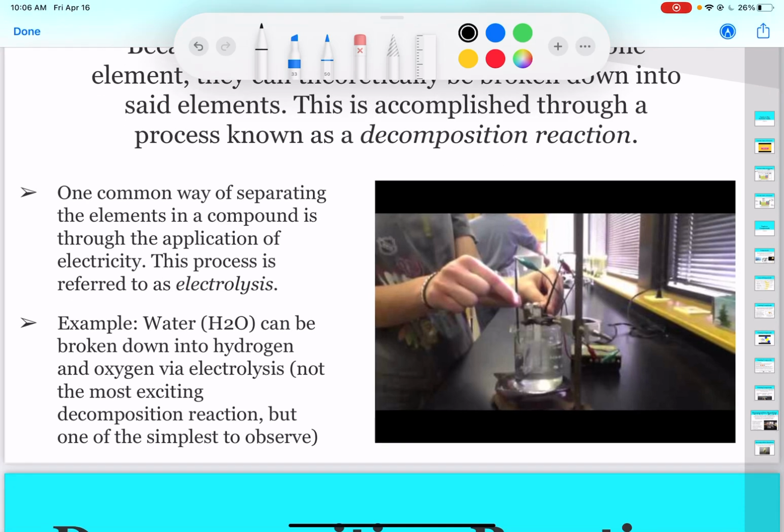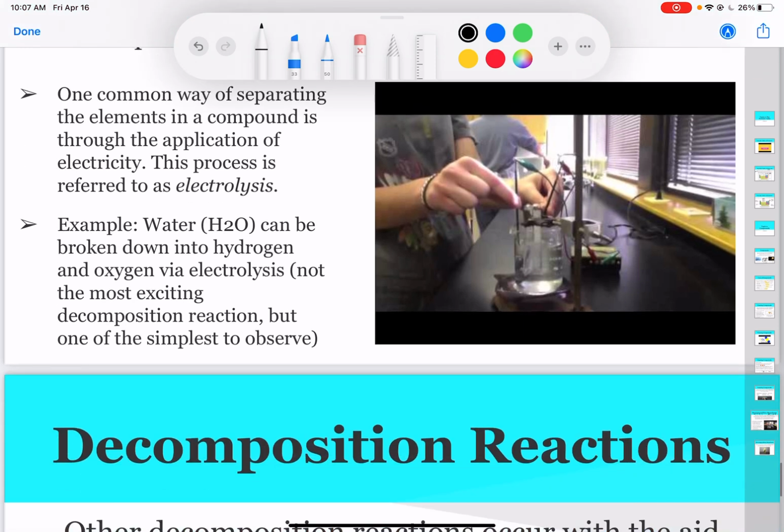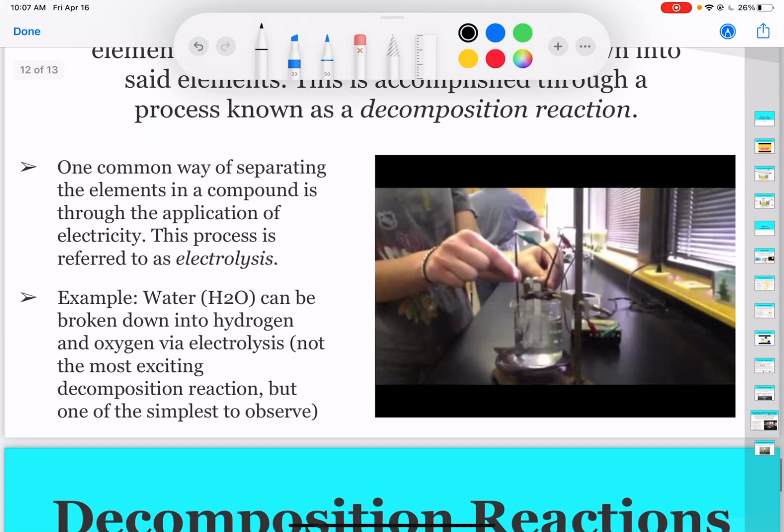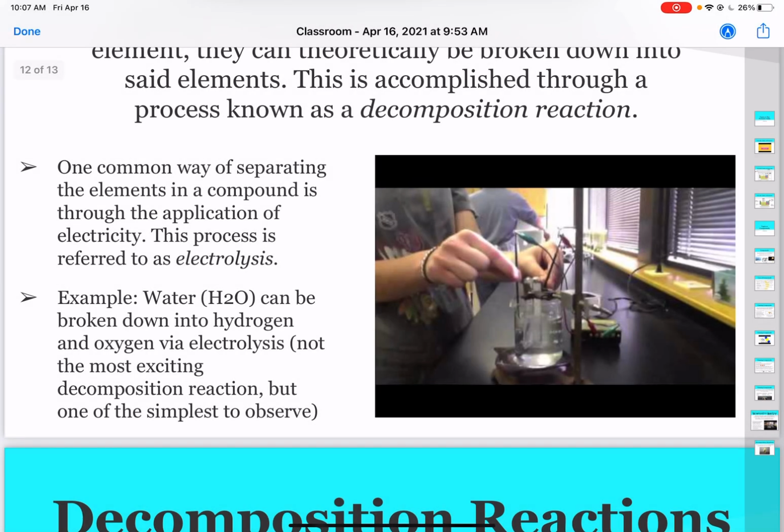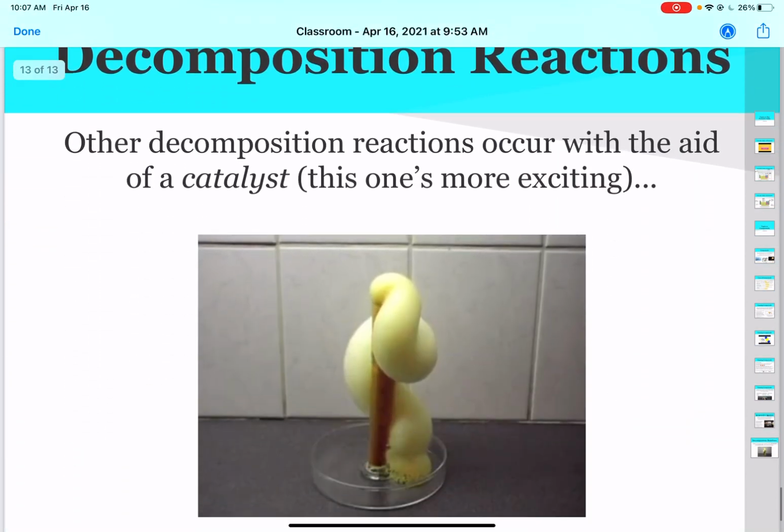So the example here, it says water can be broken down into hydrogen and oxygen via electrolysis. Not the most exciting decomposition reaction, but one of the simplest we can observe. And there is a YouTube video there that I will post for you to watch.